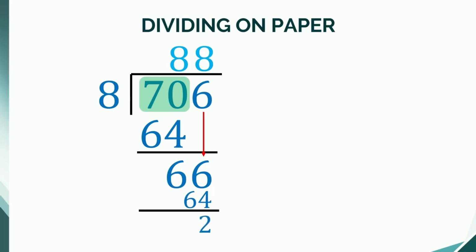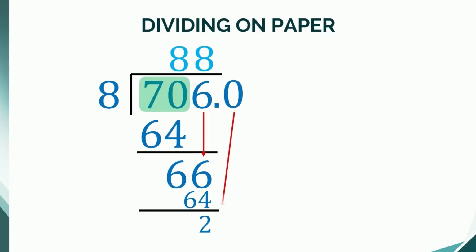Does 8 go into 2 cleanly? No, it doesn't. So what do we do here? This is where things can get a little bit more complicated. 706, I think we can agree, is also equal to 706.0. We haven't changed the number. If you're doing 706 divided by 8, that's the same thing as 706.0 divided by 8.